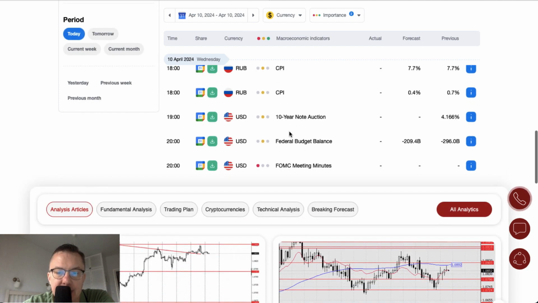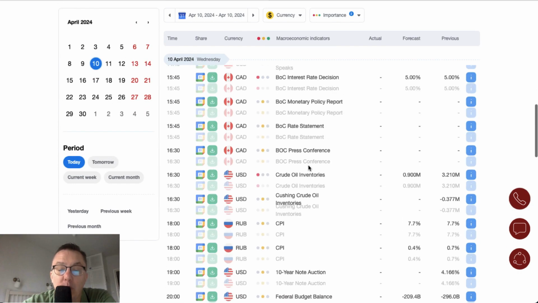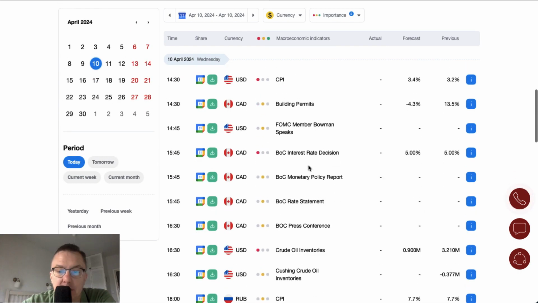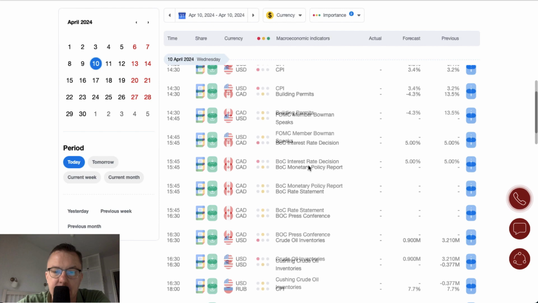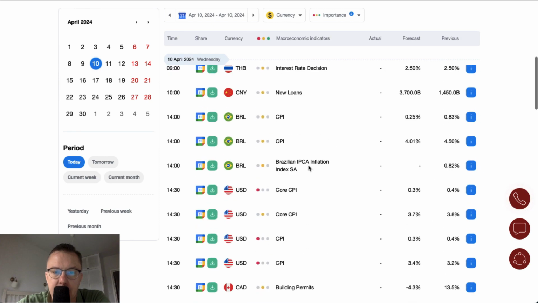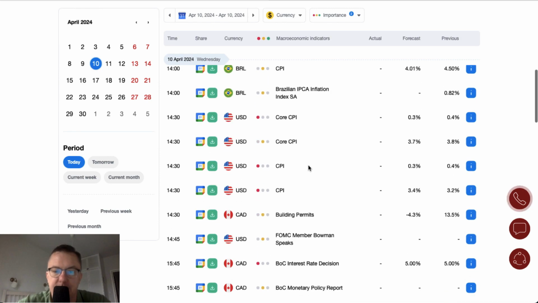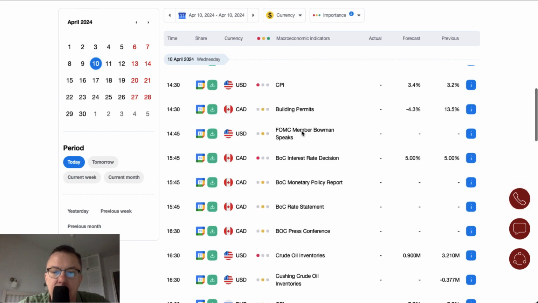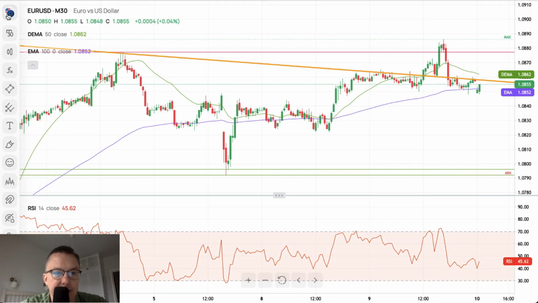Then we got the 10-year note auction, federal budget balance at 8 o'clock, together with the FOMC meeting minutes from the last meeting. So Wednesday, very busy day, 2 interest rate decisions. So let's take a look at some charts. Now we are going to start with the New Zealand dollar, then US dollar, of course, because of the core CPI data, and then we are going to take a look at the Canadian dollar. So we will start with the New Zealand dollar.